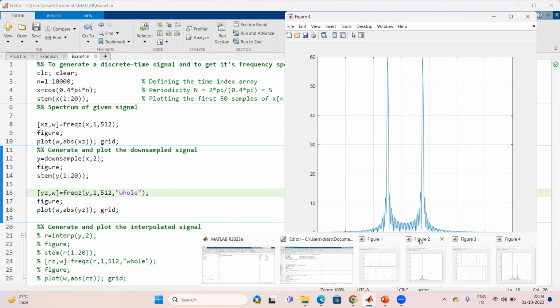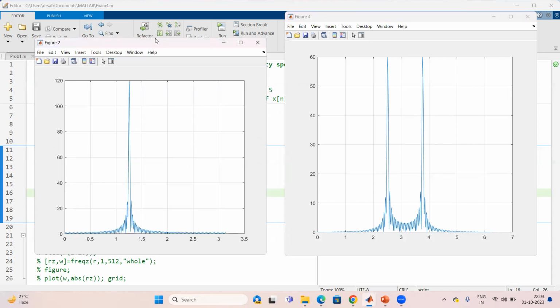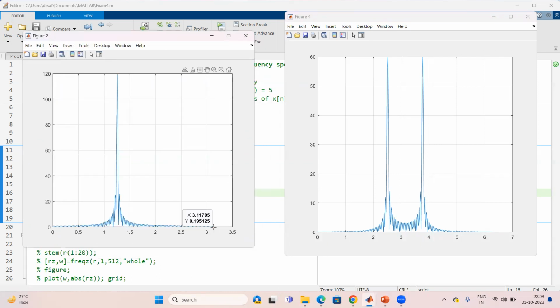In the first case, this was actually going up to pi. Here you can see this value up to 3.11 or so. And here this value is going up to somewhere around 6. So it is completely plotted for the 2 pi duration. As I said, because of the spectrum there will be a negative part. So once we get this 2.51, there will be a spectrum at minus 2.51.